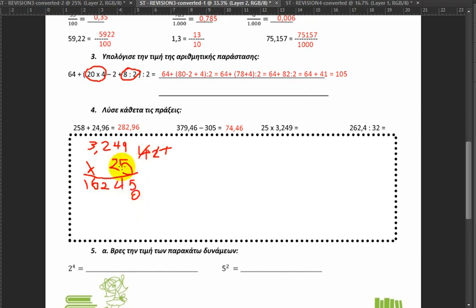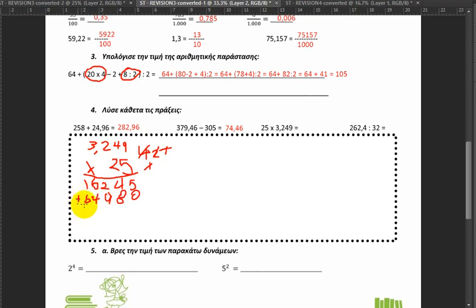0 beneath the 1s. 2 times 9 makes 18. Right, 8 carry 1. 2 times 4 makes 8 plus 1 makes 9. 2 times 2 makes 4. 2 times 3 makes 6.